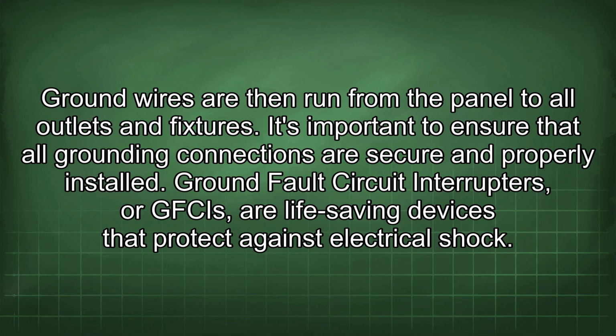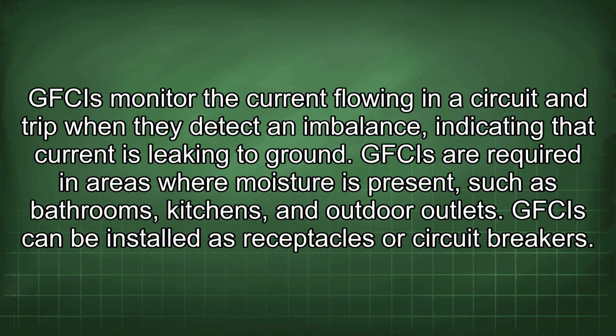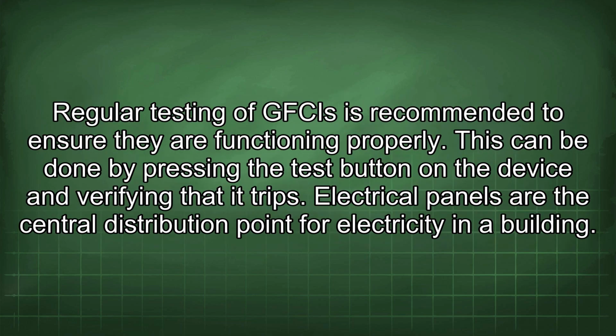Ground fault circuit interrupters, or GFCIs, are life-saving devices that protect against electrical shock. GFCIs monitor the current flowing in a circuit and trip when they detect an imbalance, indicating that current is leaking to ground. GFCIs are required in areas where moisture is present, such as bathrooms, kitchens, and outdoor outlets. GFCIs can be installed as receptacles or circuit breakers. Regular testing of GFCIs is recommended to ensure they are functioning properly. This can be done by pressing the test button on the device and verifying that it trips.